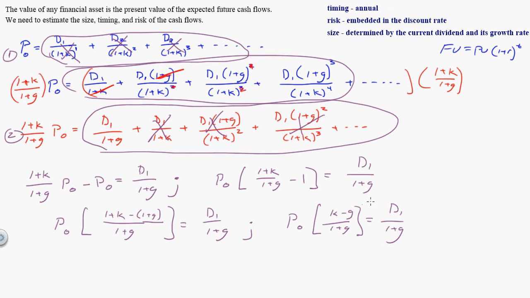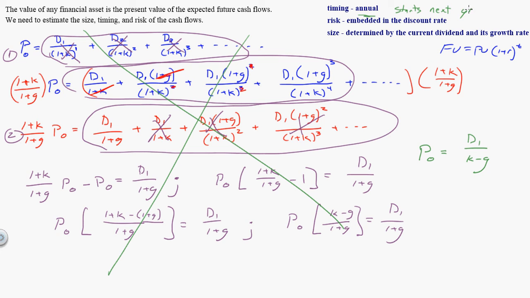And let's go with a slightly different color to give the answer here. That breaks down to P0 is equal to D1 over K minus G. So I don't really care if you get all of this algebra, if you just thought that was blah, blah, blah. The important thing is this. We know the timing is annual and starts next year. So if I have constant growth, if this growth rate is constant, then the present value of all the future dividends breaks down to this formula.